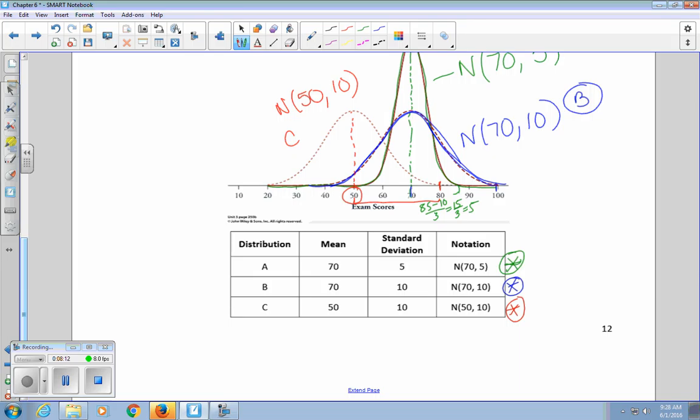But you can see that these 3 curves all have the same general shape: the bell shape, symmetric, unimodal. And the difference comes in where it's centered, and that's the mean, and how spread out it is, which is described by the standard deviation.